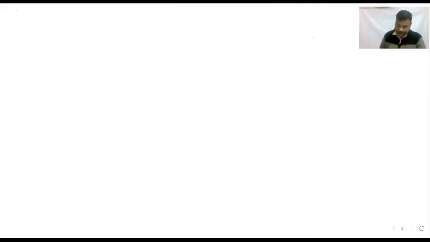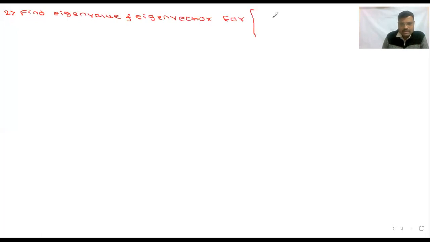So second one, find eigenvalue and eigenvector for the matrix. We write the matrix as 4, 6, 6, 1, 3, 2, -1, -5, -2.